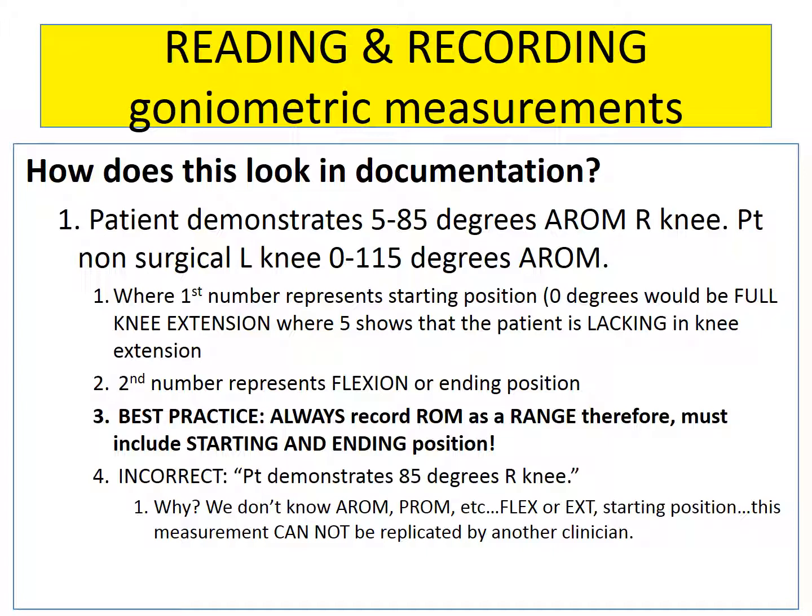When you go out in the clinic, you may see something documented just saying 85 degrees of right knee flexion. This is going to be incorrect. I want you to be in a routine of documenting a range. In this course, everything will be documented in a range, and if not, it will be incorrect. So get used to using and showing the range. And we will obviously have a lot more practice with this in lab.